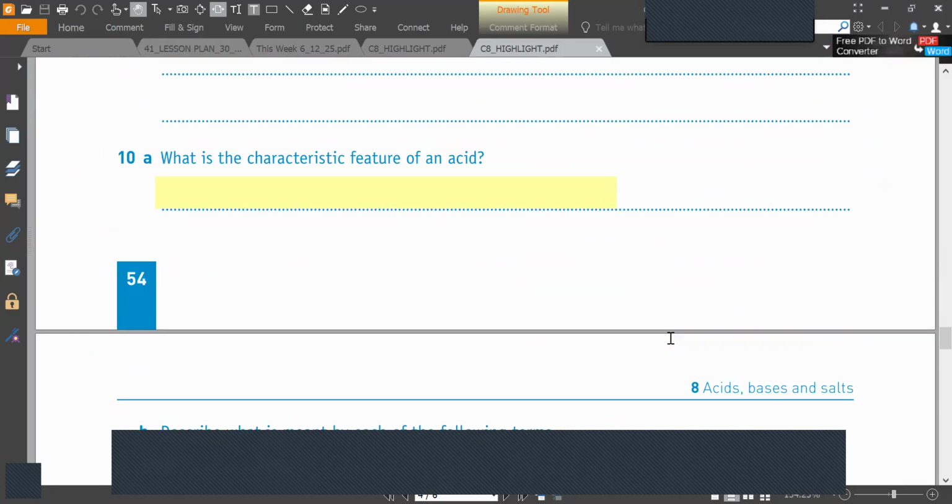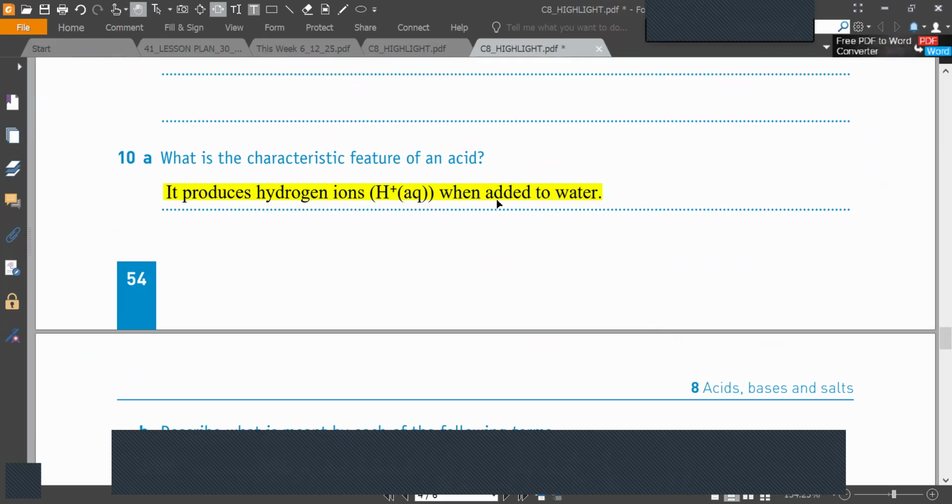What is the characteristic feature of an acid? Straightforward. The characteristic of an acid is that it produces hydrogen ions when added to water. Okay, next.